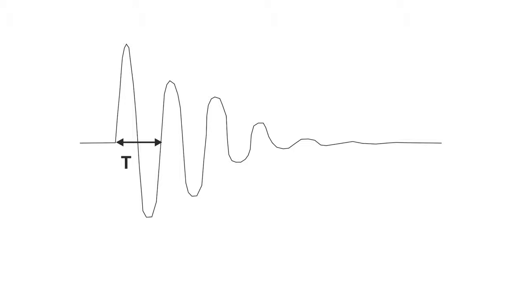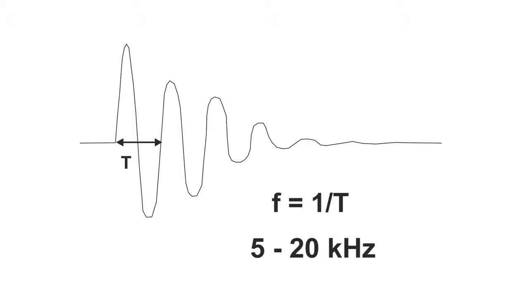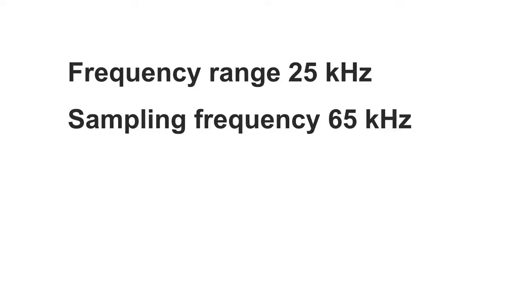You can see the time length t of one period. We can get the corresponding frequency f equal 1 divided by that t period. This frequency f is usually between 5 and 20 kHz. It means that the length of shock is usually only several milliseconds. If we want to see all details of this shock, then we must use the high frequency range up to 25 kHz. It means the sampling frequency will be 65 kHz.